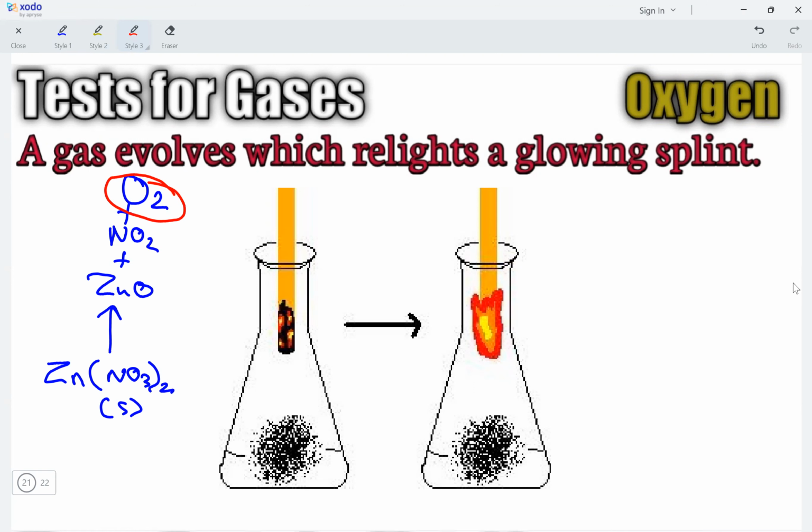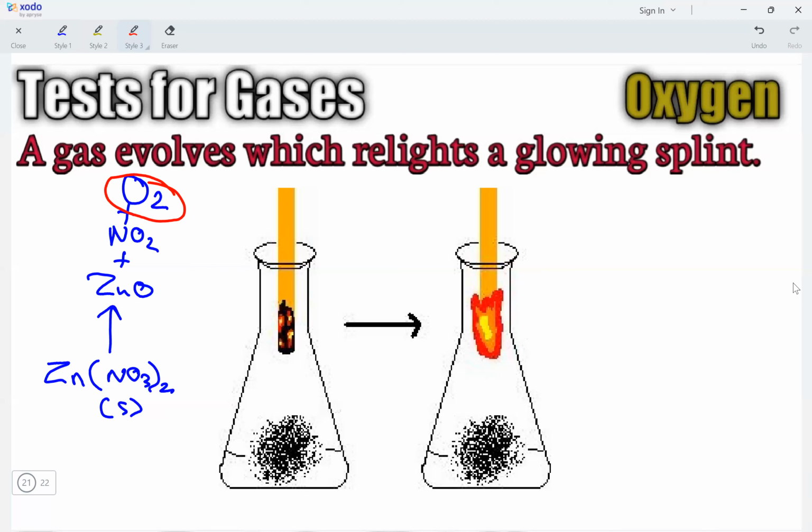So when oxygen gas is being produced, we introduce a glowing splint. Now, how do you have a glowing splint? You put a piece of wood, small wood, on fire, and then you blow at it to extinguish the flame. Because the flame extinguishes, but the wood is still burning, it glows. This is what is known as a glowing splint.